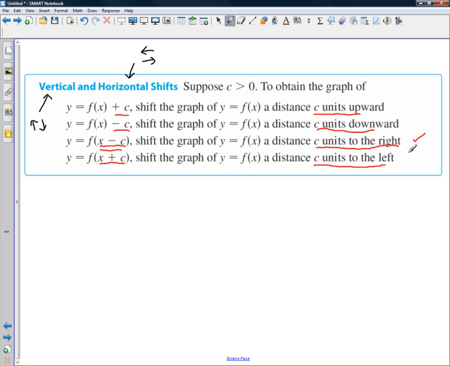So these are the two that seem to mess people up at times. Thinking clearly about when you subtract c from the x, you're actually moving to the right. And if you add c to the x, you're actually moving to the left.